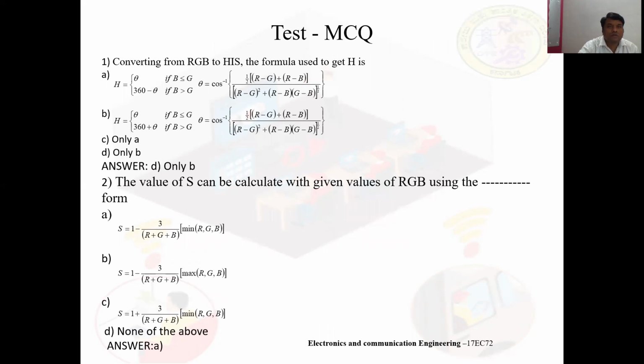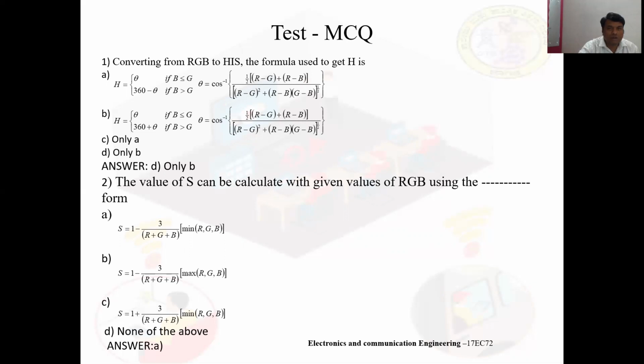So we'll go for multiple choice questions. Converting from RGB to HSI, the formula used to get H is: H is equal to theta if B is less than or equal to G, and 360 minus theta if B is greater than G, where theta is equal to cos inverse of 1 by 2 into (R minus G plus R minus B) by (R minus G whole square plus (R minus B) into (G minus B)) to the power of 1 by 2.